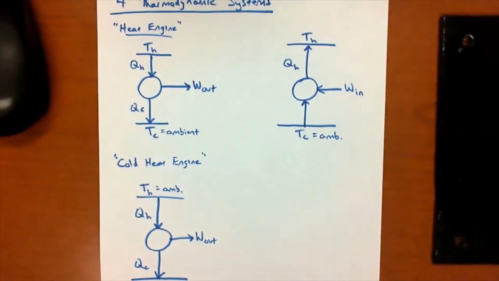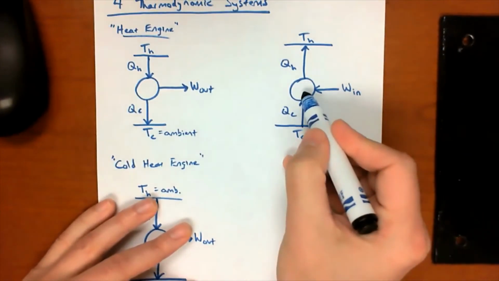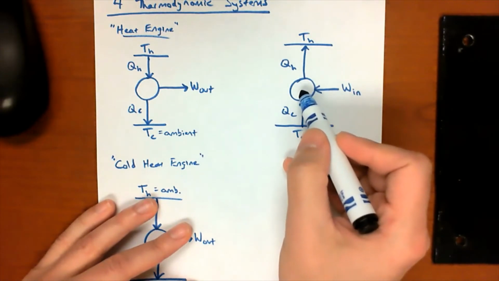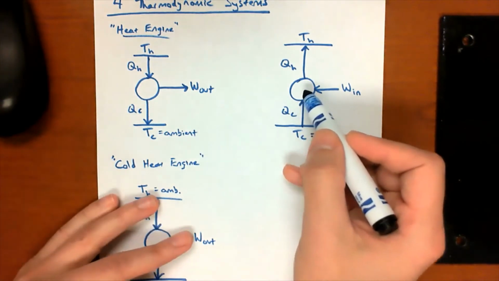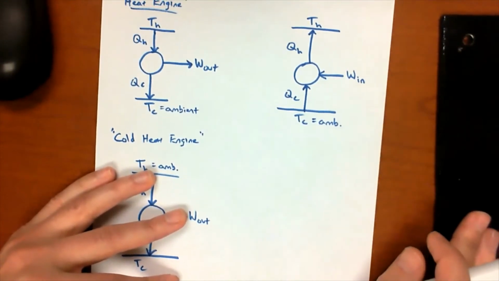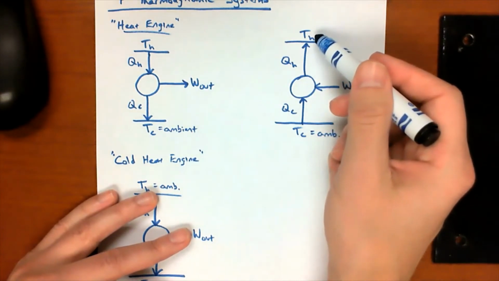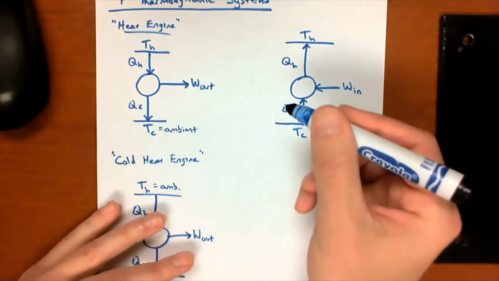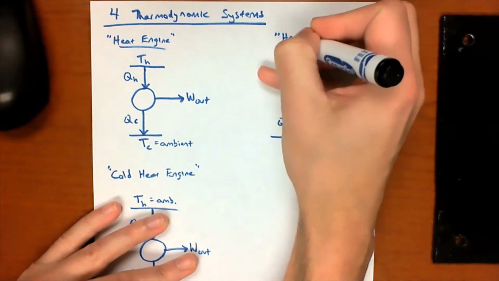All right, so take a look at this for a minute. What's going on? Well, we're adding work to the system. We're doing some amount of work on the system. And as a result of doing that work, we're actually pumping heat from a cold temperature reservoir up into a hot temperature reservoir. All right, so where might you see this? Well, this is like a heat pump. This is a heat pump.